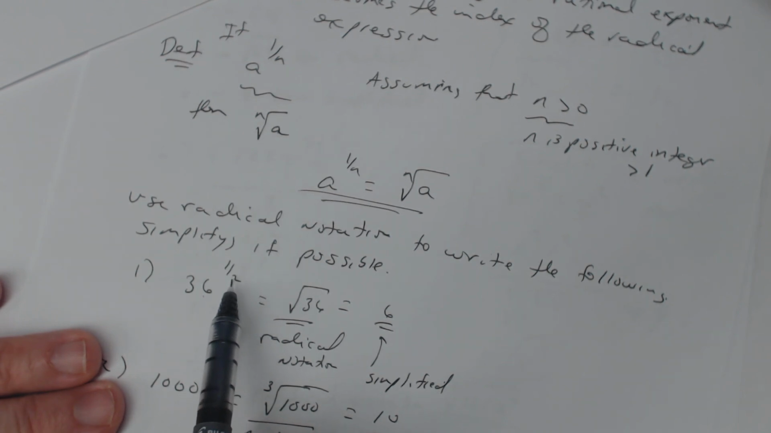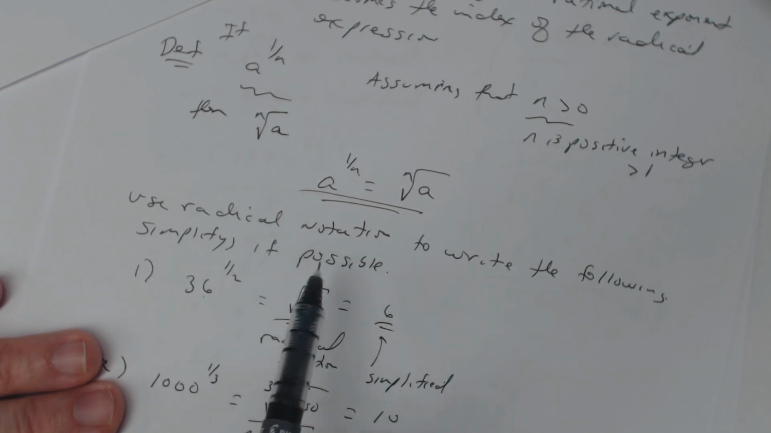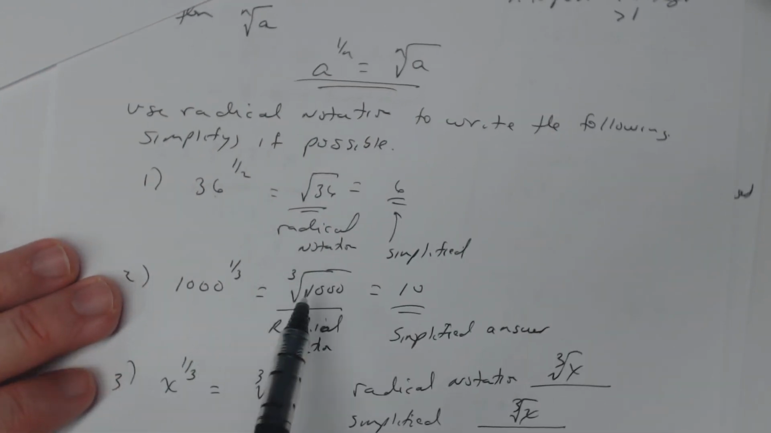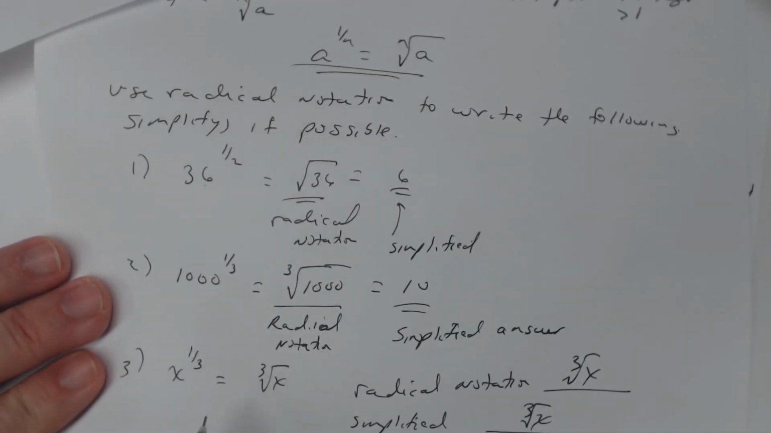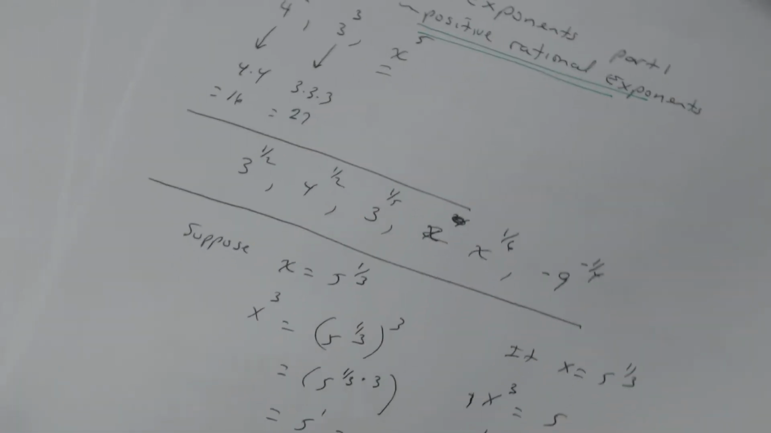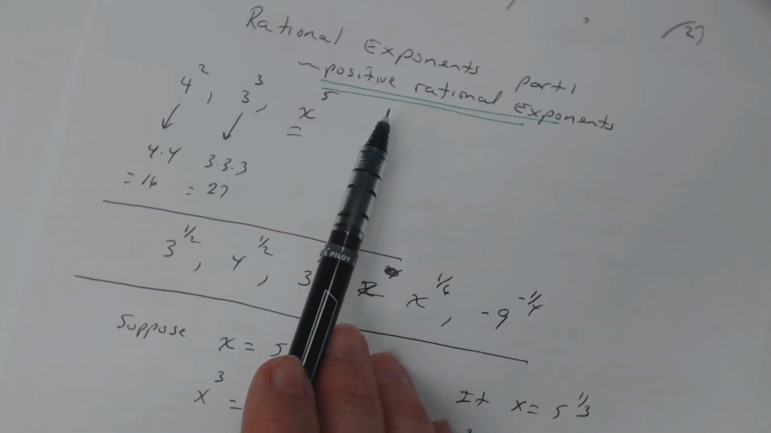For example, 36 to the 1/2, I can write as follows: the denominator of your rational exponent is 2, so that becomes your index. My base is 36, so that's going to be your radicand. So you're going to say the square root of 36. Here you're going to say the cube root of 1,000. You're going to say the cube root of x, and so on. That's all I need you to learn from this part.